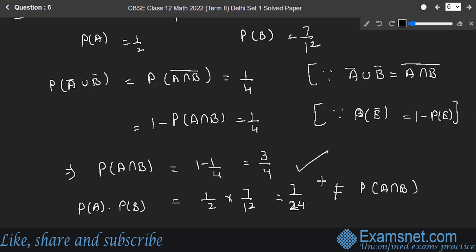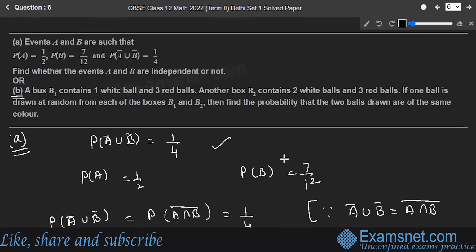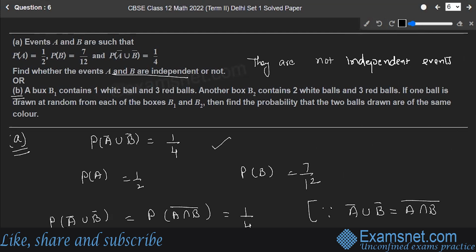From here, right? So, this is 7 by 24 and this is equal to 3 by 4. They both are not equal. That simply means that A and B are not independent events, right? So they are not independent events. Hope you got that. So let's move to the B part of the question.